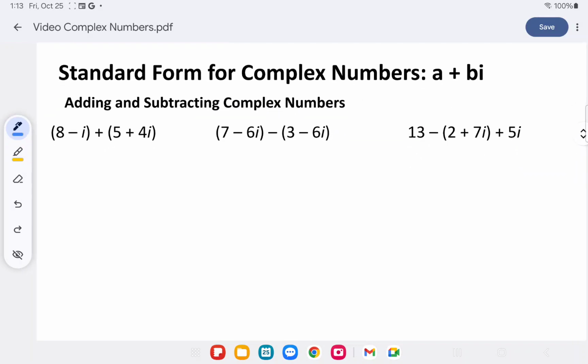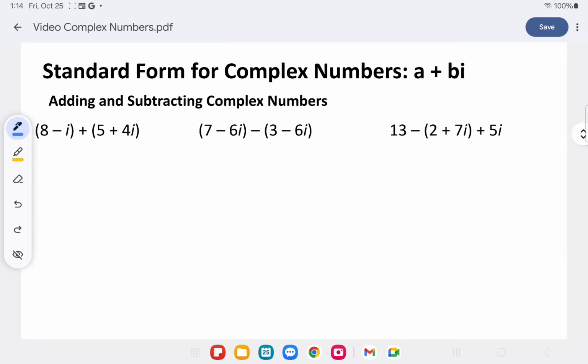All right, let's talk about how to add and subtract with complex numbers. For the most part, complex numbers act just like anything, where we're going to combine our like terms. So when we're adding, I'm just adding 8 and 5, the two real components, and then I'm going to add negative i and 4i, the two imaginary components. The only thing that kind of looks weird here is we're going to leave our answer like this.